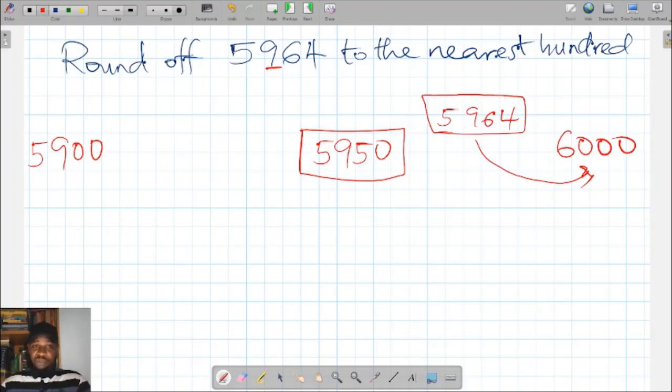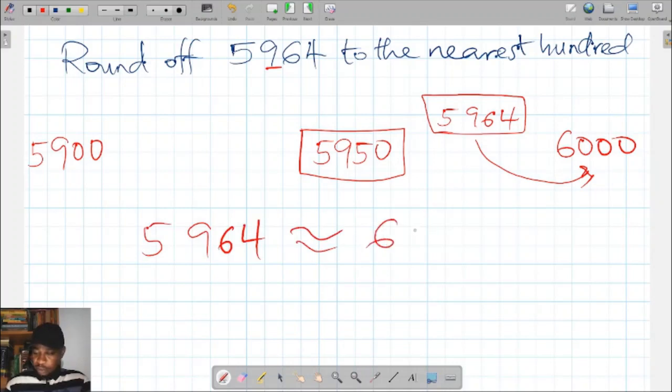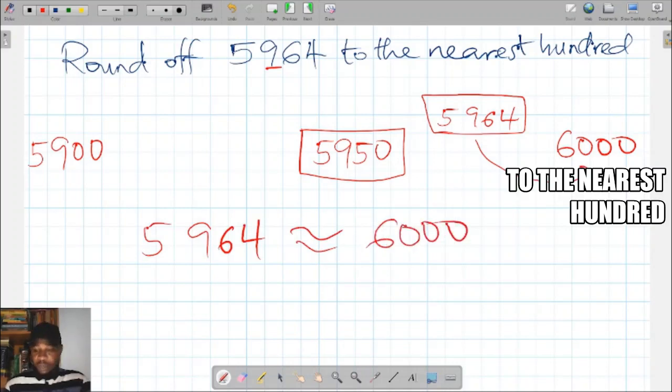Aren't we counting in hundreds anymore? Well, we're still counting in hundreds. 6000 is actually 60 hundreds. You heard me right, 60 hundreds. So we say 5964 is approximately equal to 6000. That is the way it is to be done.